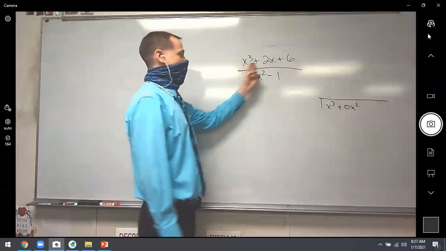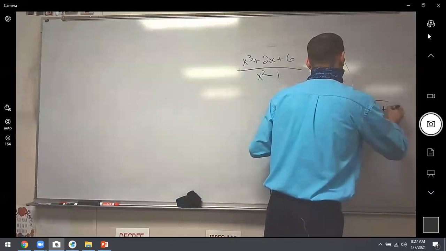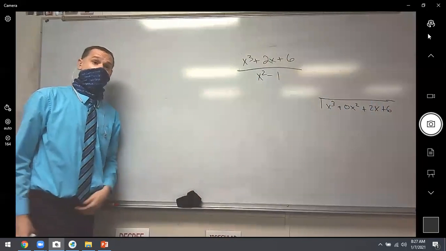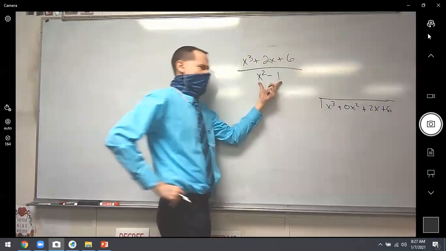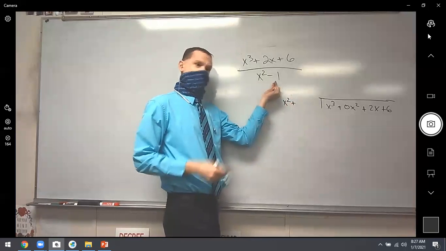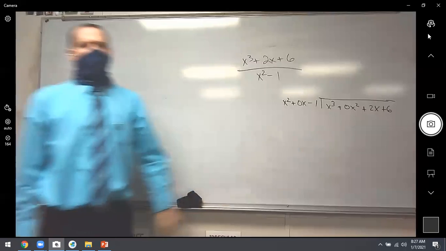So I have an x cubed. I have no x squareds. I have a 2x. And I have a 6. So the moral of the story on this one is if there's something missing, please write a 0 something. And same for this one. This is x squared minus 1. Well, I'll write it as x squared plus, there's no x's, right? There's no just x. So I'll put 0x. And I'll put a minus 1 there.